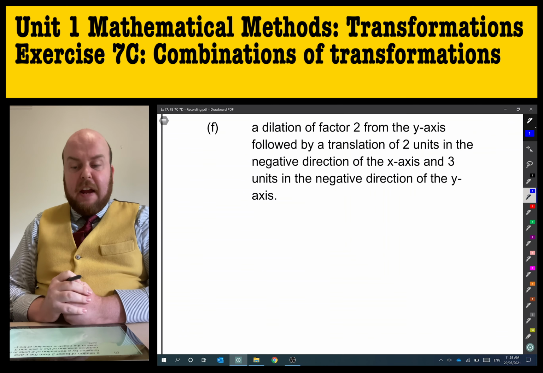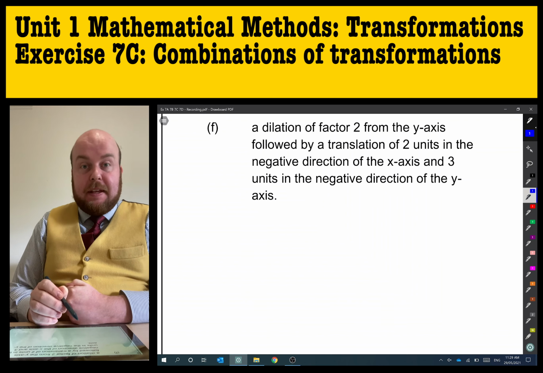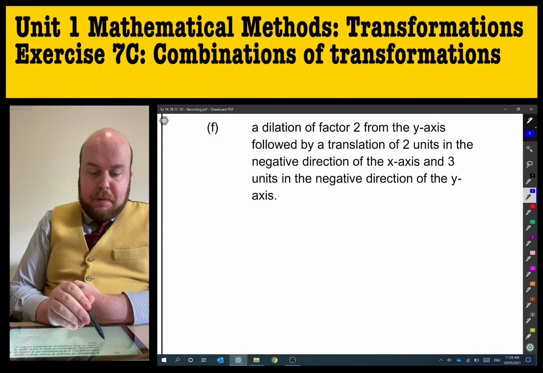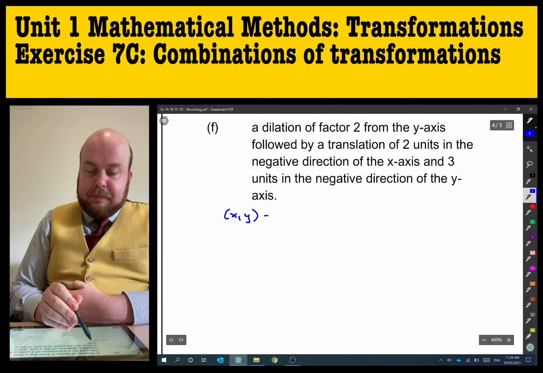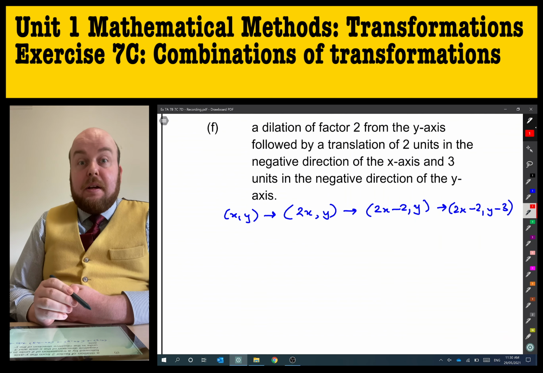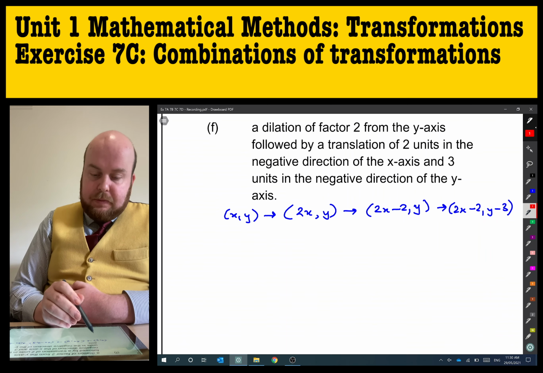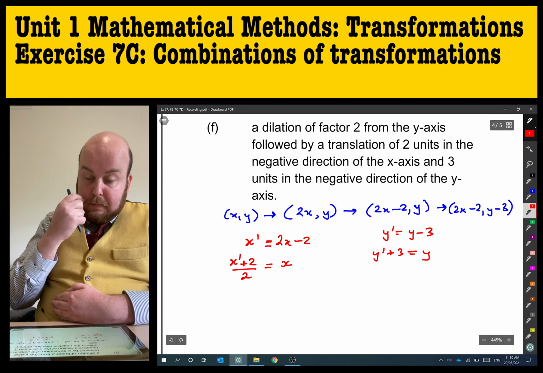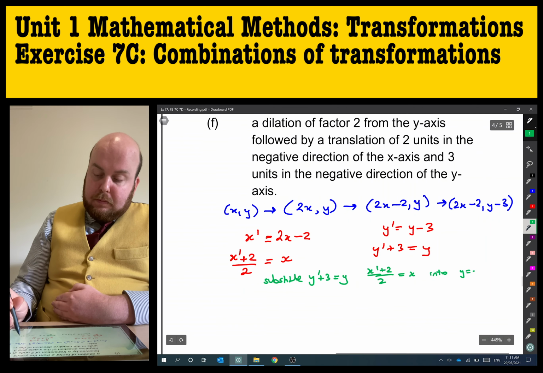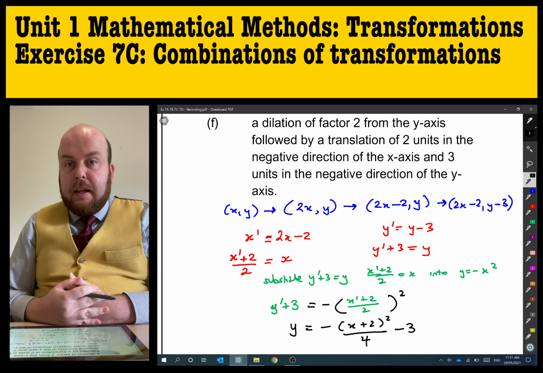A dilation of factor 2 from the y-axis, followed by a translation of 2 units in the negative direction of the x-axis, and 3 units in the negative direction of the y-axis. Let's get our systematic approach with our xy notation. And now let's do our transformation statements and then our substitutions. And there's our final equation.